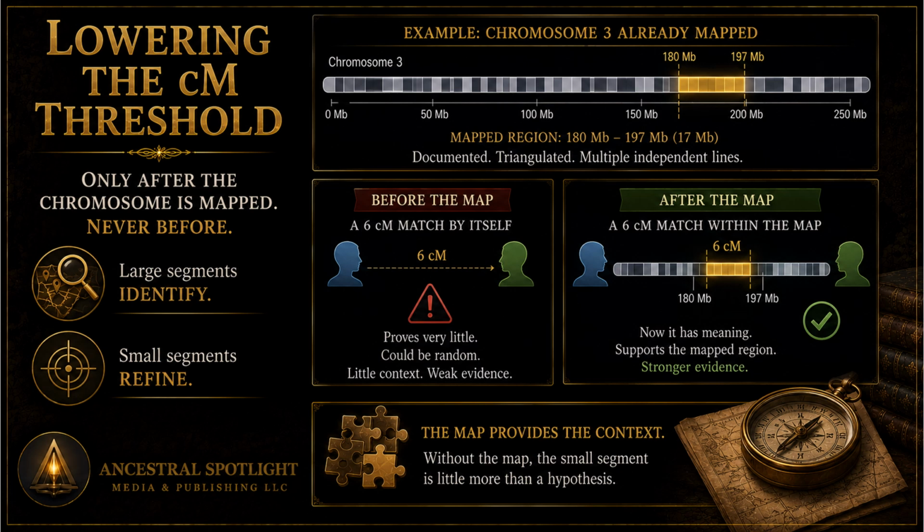By itself, 6 centimorgans proves very little. Inside an already documented chromosome map, however, it becomes supporting evidence. The map provides the context. Without the map, the small segment is little more than a hypothesis.